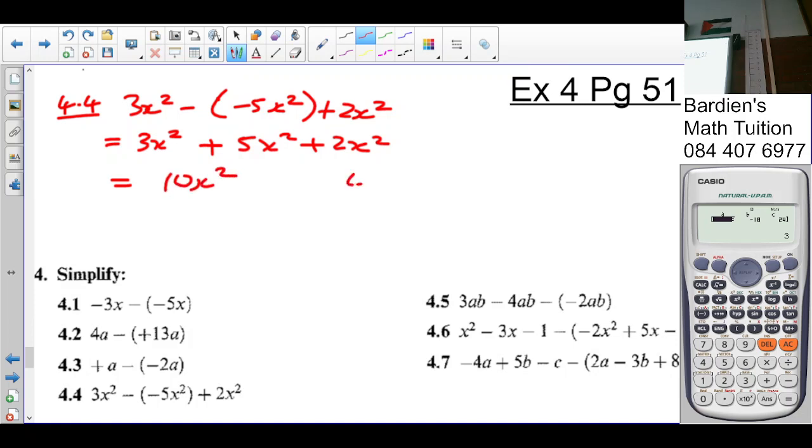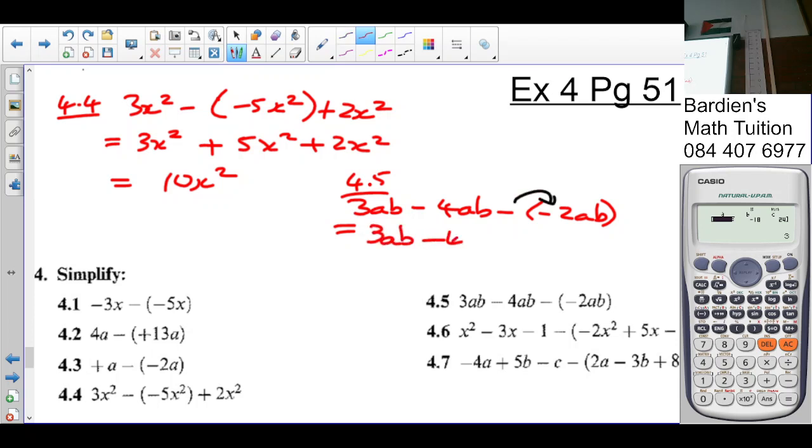Yes. You get 4.5. You got 3ab minus 4ab minus negative 2ab. Get the brackets first. That will give us 3ab minus 4ab plus 2ab. So what is 3ab minus 4ab? Negative ab. Negative ab plus 2ab? Okay. Will you guys understand?